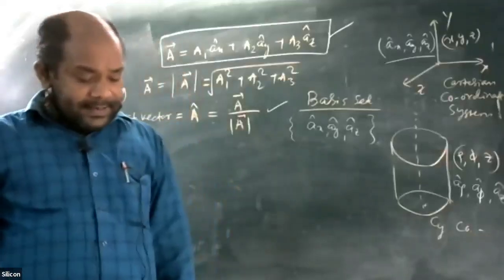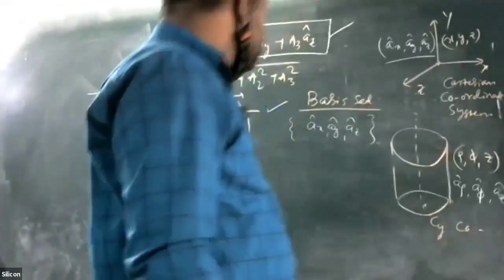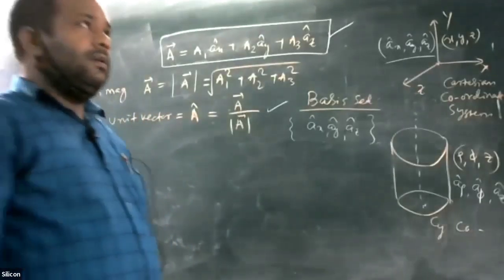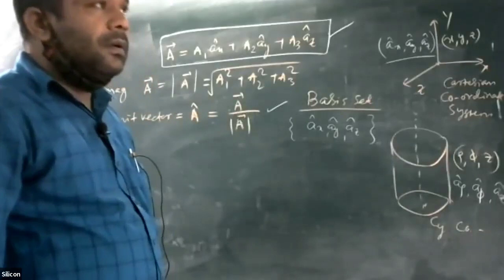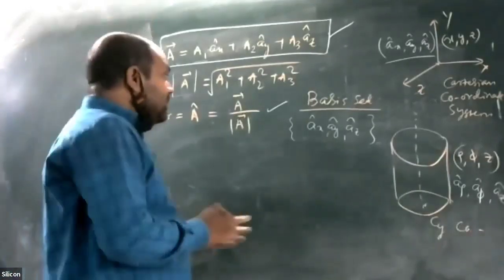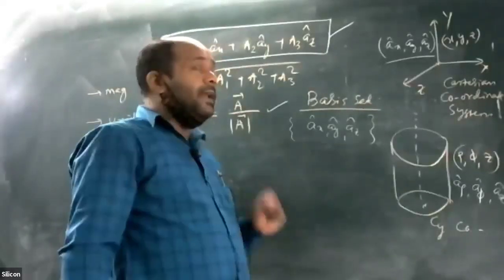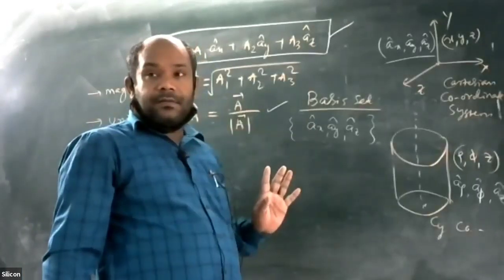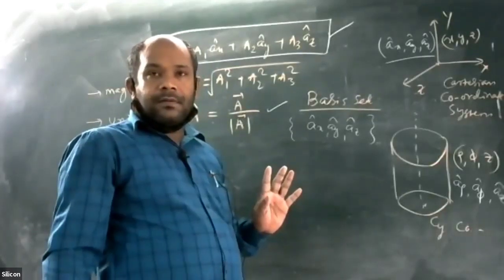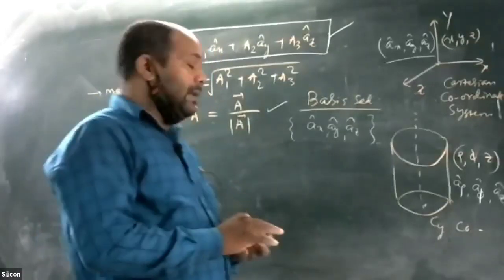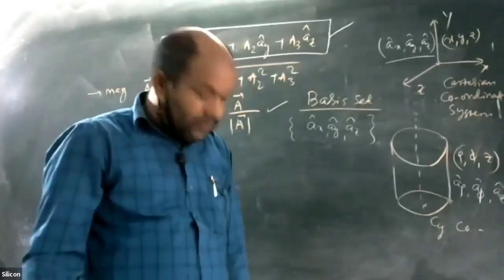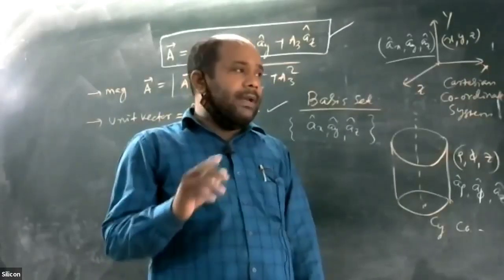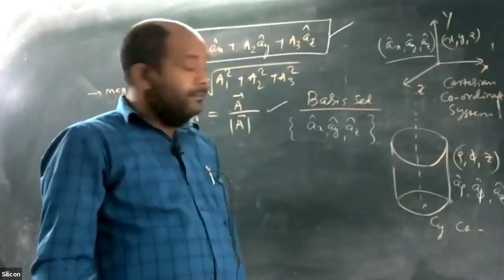If you want to write the definition, you can write here. The set is said to be a basis set if the elements of the set are orthogonal to each other, or perpendicular to each other, and each element should have magnitude equal to 1, or unity. That set is said to be a basis set.